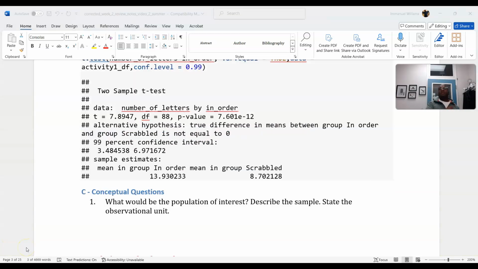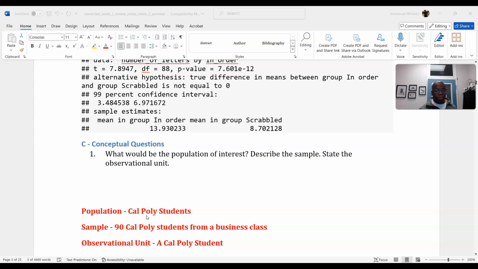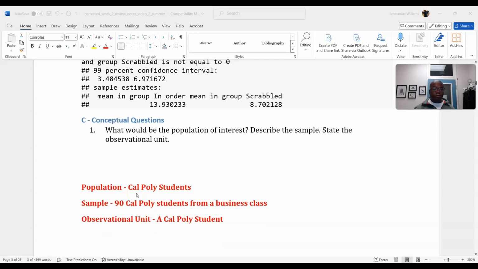What would be the population of interest? The population of interest is going to be all Cal Poly students. The sample was 90 Cal Poly students from the business class, and an observational unit is going to be a Cal Poly student. Hopefully you all were able to get that. Not a business Cal Poly student, but a Cal Poly student. What's wrong with this is that we're doing a convenience sample. I gain access to only my business students, so I only evaluate them. This is a convenience sample, so there's some inherent bias with this analysis.